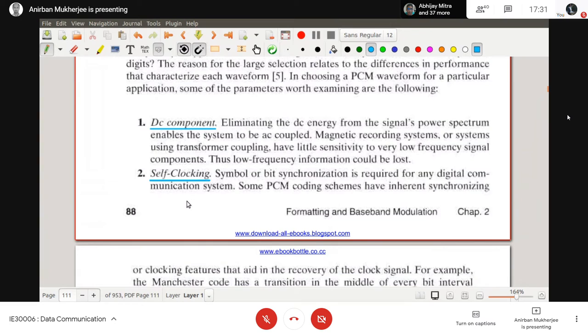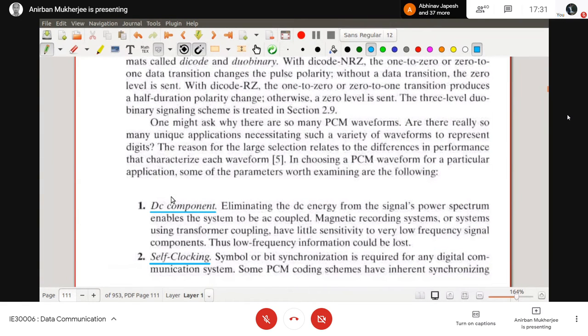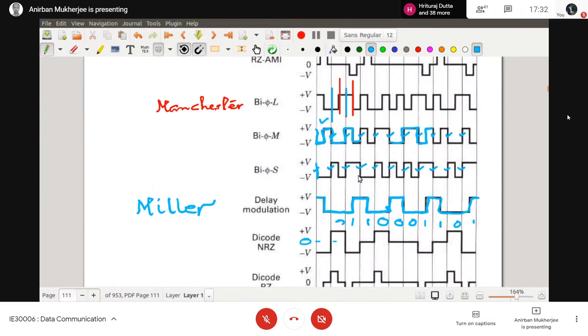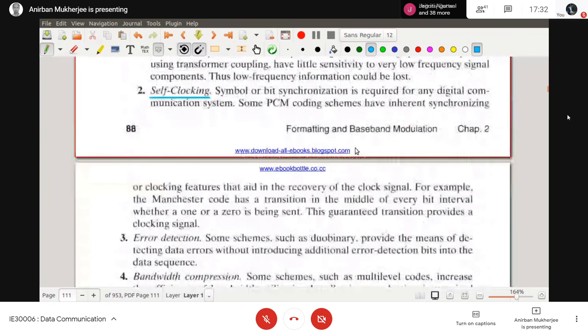That means if I lose the synchronization, I should be able to get it back. At the receiver side, say I have somehow lost the boundary. Self clocking means, taking another example, Manchester coding: I know that the transition will be either at the start or at the middle, and I know that if it is 1, it goes from plus 5 to minus 5, and if it is 0, minus 5 to plus 5. So by seeing the waveform, I can say that from this point I should choose the right window. I should not choose the red window, I should choose the blue window. Now from there I understand that this is a zero. That's why this is called self-clocking: it has an inherent synchronizing or clocking feature. Another is the error detection.